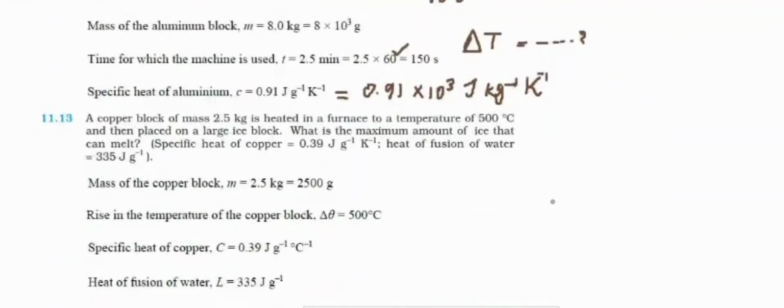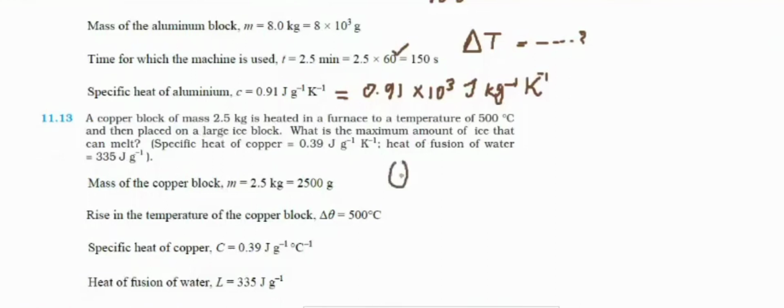Then question 13. Copper block of mass 2.5 kilogram is heated in a furnace to a temperature of 500 degrees Celsius and then placed on a large ice block. What is the maximum amount of ice that can melt? Specific heat of copper is given, latent heat of fusion of water is given. So here, what is the use of the heat absorbed? The heat absorbed is used to melt the ice. The copper block will lose the heat energy while ice will absorb the heat energy to be melted.